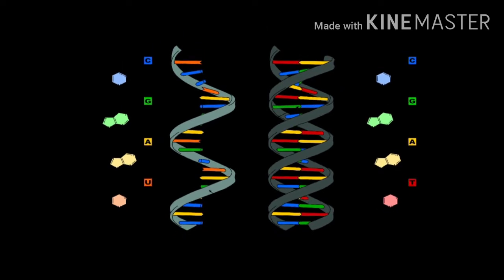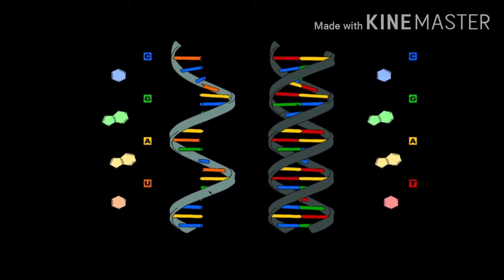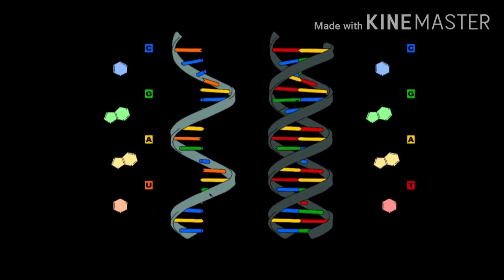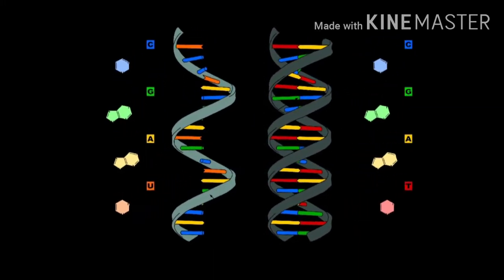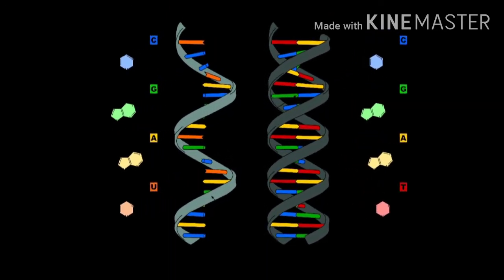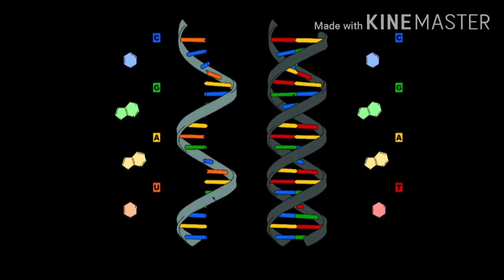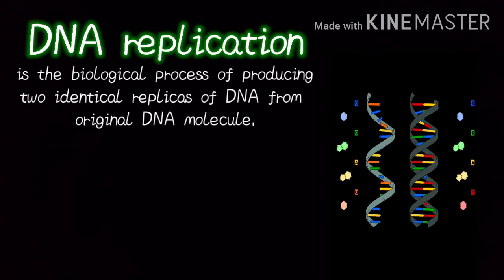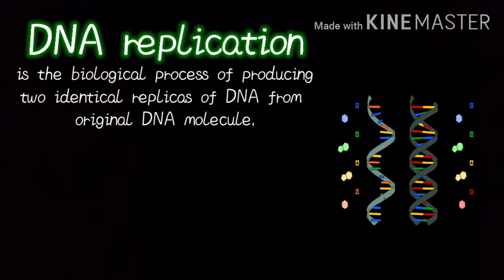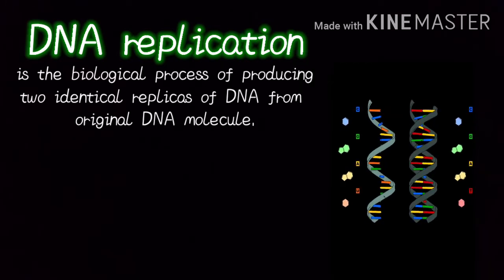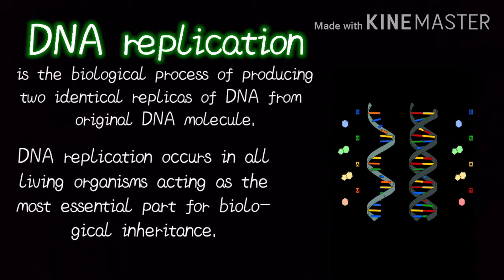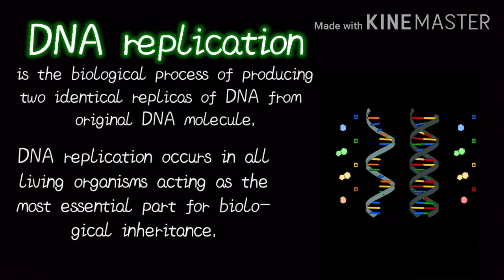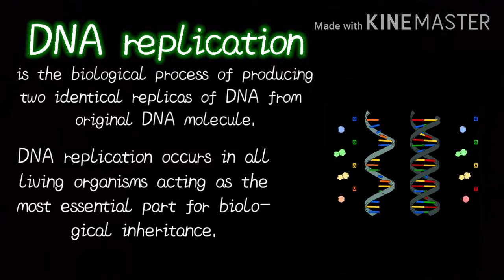DNA found within a nucleus must be replicated in order to ensure that each new cell receives the correct number of chromosomes. The process of DNA duplication is called DNA replication. DNA replication is the biological process of producing two identical replicas of DNA from one original DNA molecule. DNA replication occurs in all living organisms, acting as the most essential part of biological inheritance.